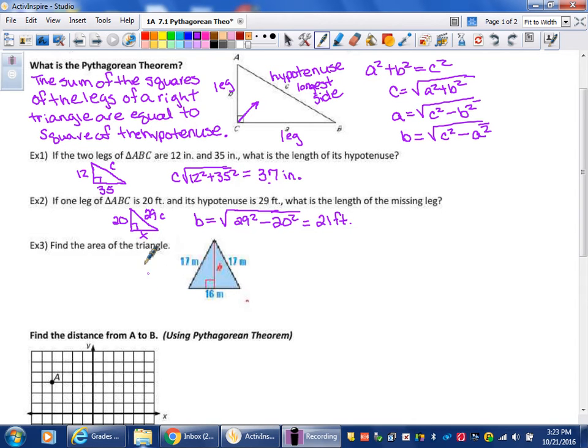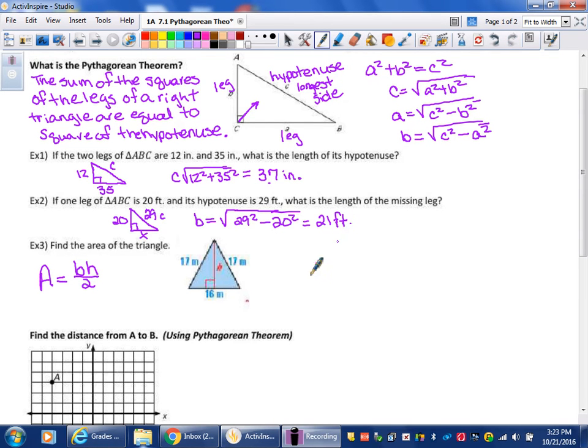Now look at this next example. Example 3 here says find the area of this triangle. Now you have to know the area of a triangle is base times height divided by 2. The height of a triangle is also known as the altitude. So if I look here, I know my base is 16, but I don't know my height. So calculating my area is going to be a little hard unless I know my height, right?